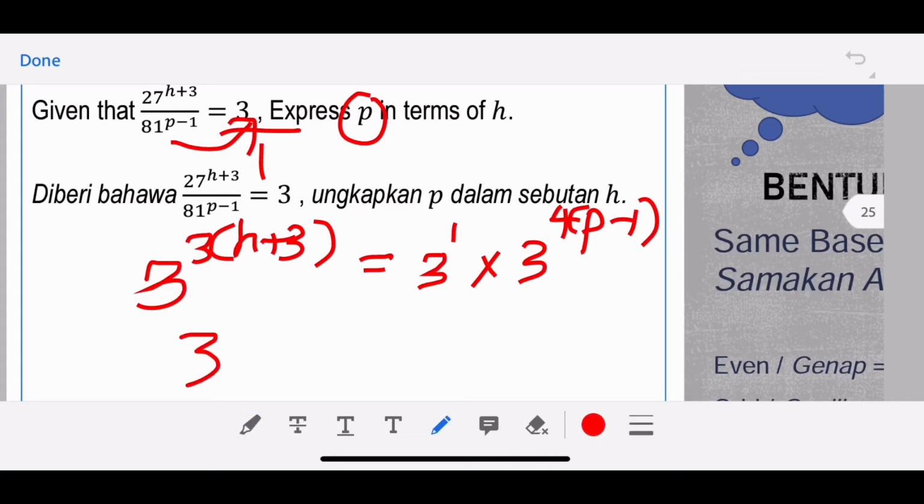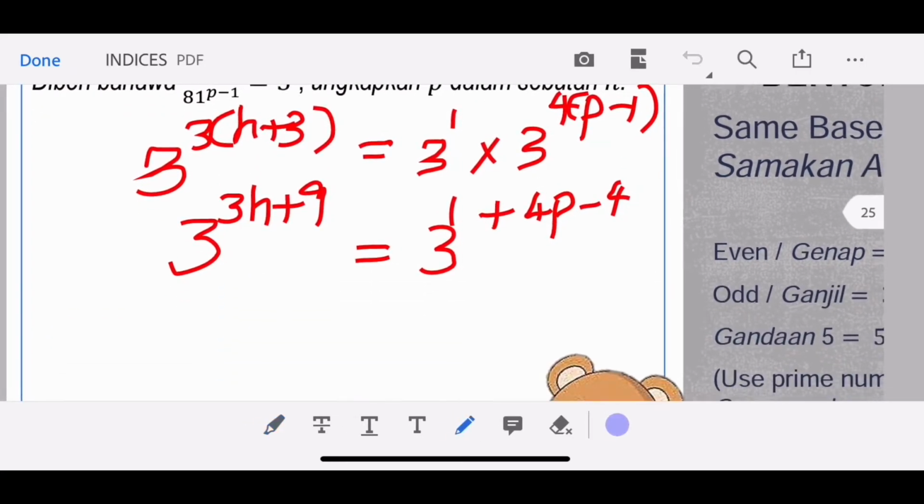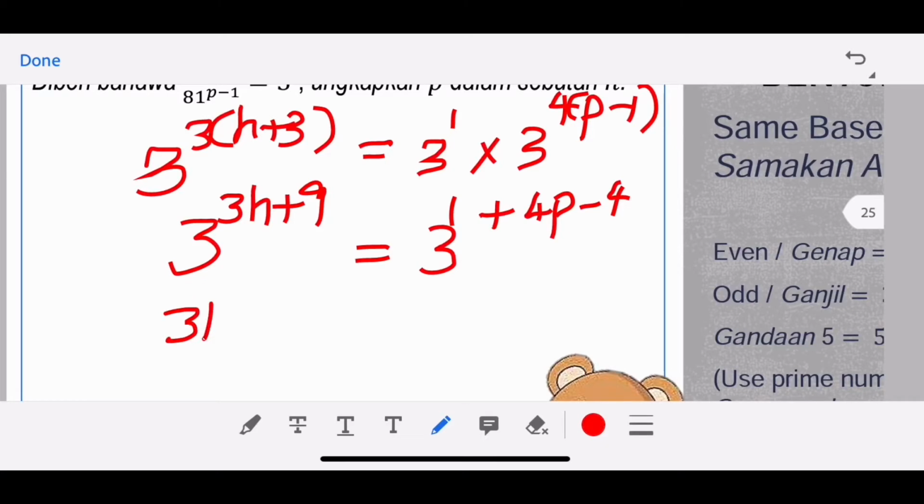So now you have to take the power 3h plus 9. Okay, remember the 3 times 3 is 9. And then the 1 must be added with the 4p minus 4, right? So, okay, now we are having the same base. After the same base, we can just focus on the power. 3h plus 9 is equal to 1 plus 4p minus 4. Okay, so it will be 4p minus 3, right?